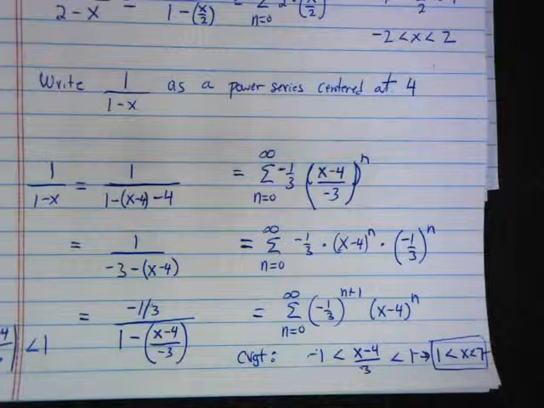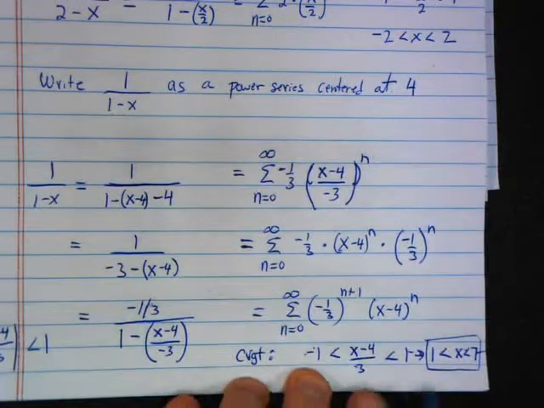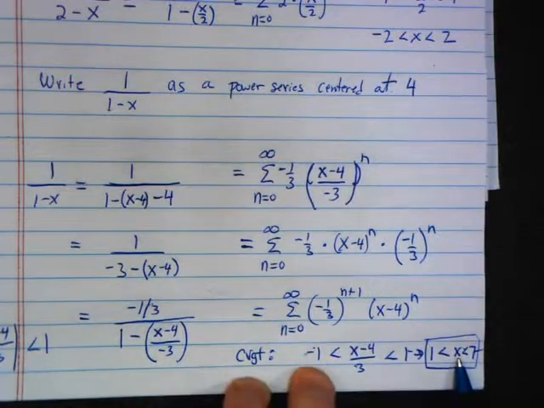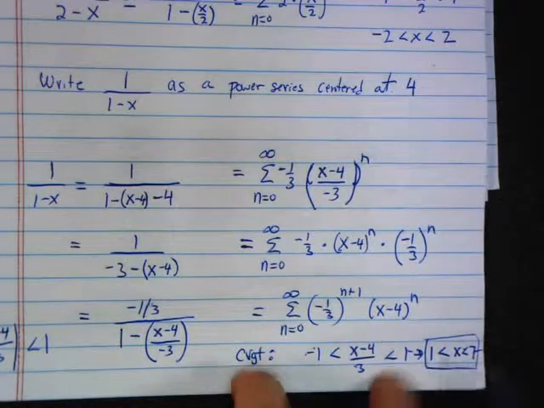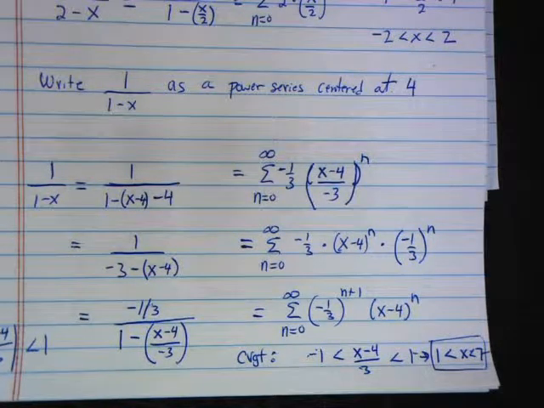Questions on that? What would R be? R would be 3 because we're centered at 4 and we can go 3 steps to the right and 3 steps to the left. Other questions?